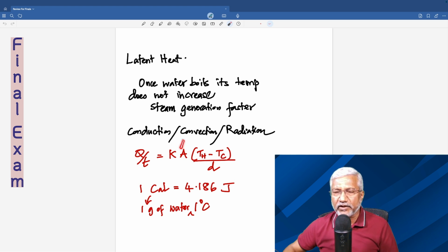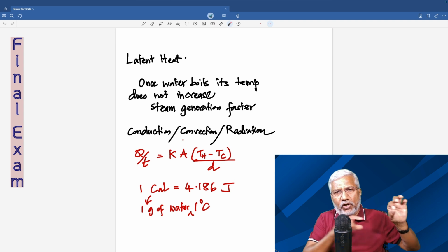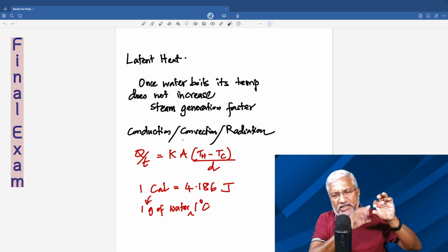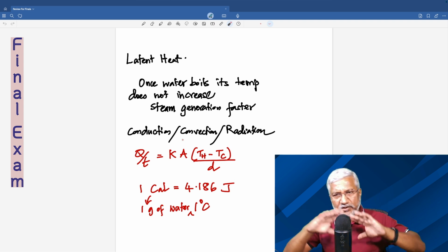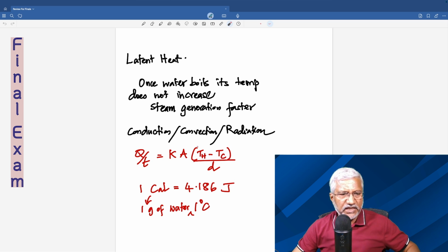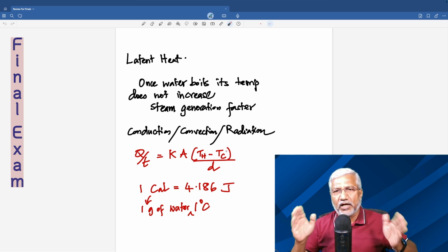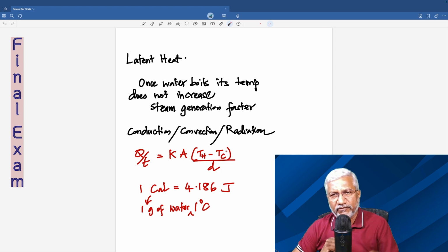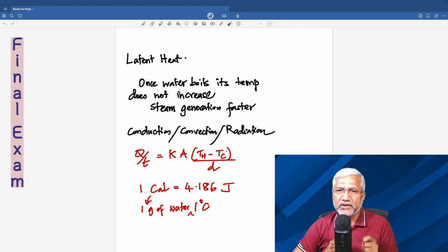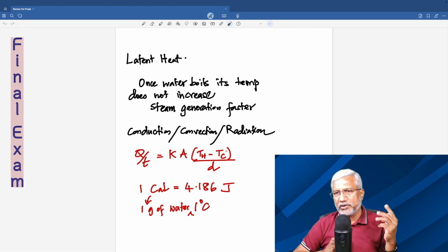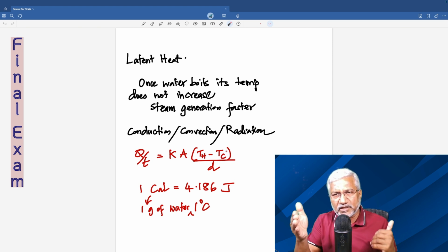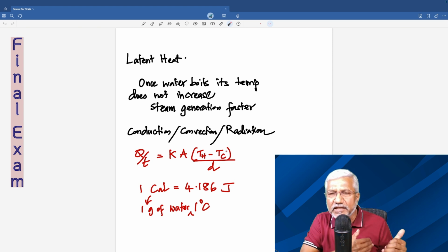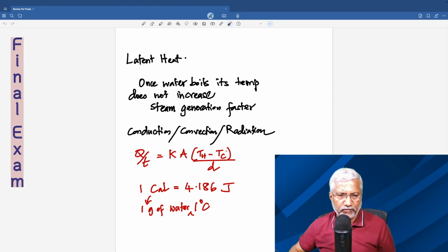A is the area of cross-section. So if it's a rod, you're only looking at the cross-sectional area, okay? You're not looking at the whole surface area. TH and TC are the temperatures of the hot end and the cold end. So if you have one end of a steel rod, for example, in a furnace, and the other end is out in the open, TH is the temperature of the furnace and TC would be the temperature of the room. And D is the length of the rod.